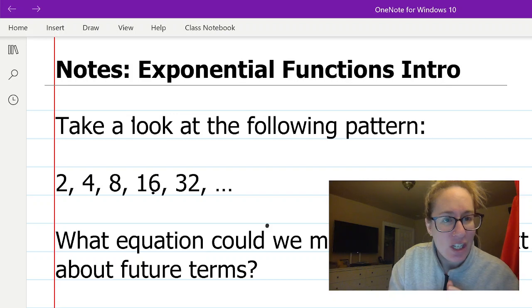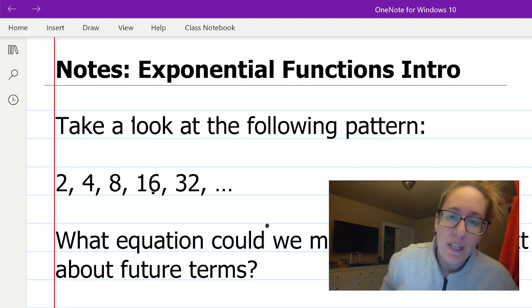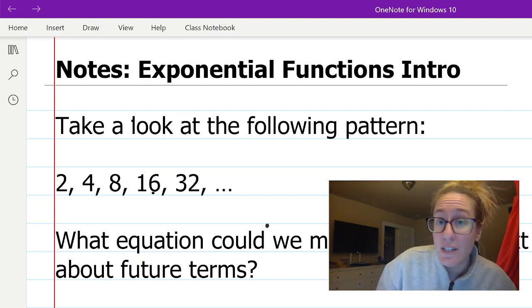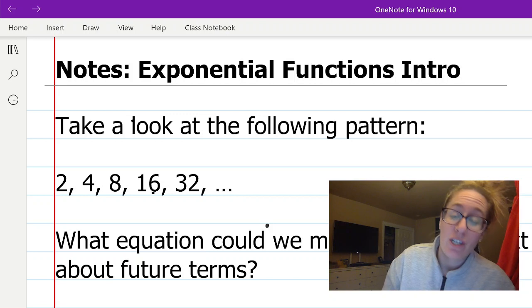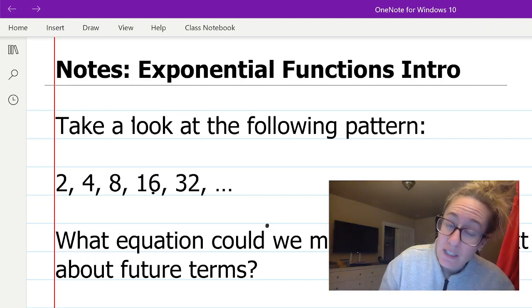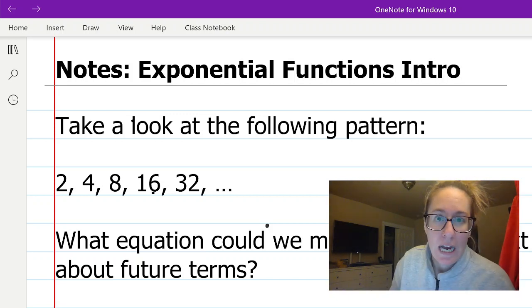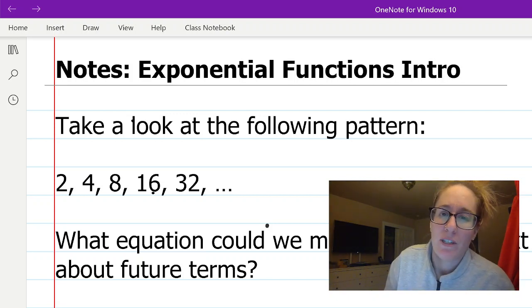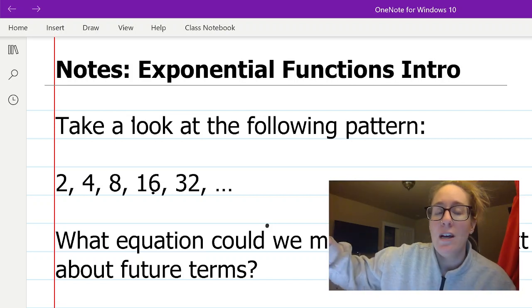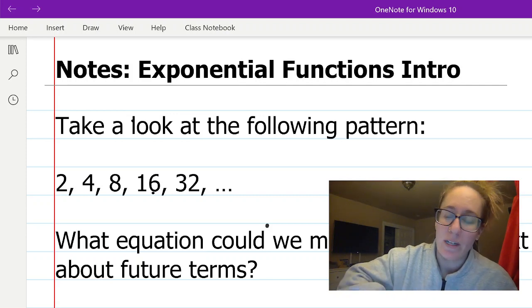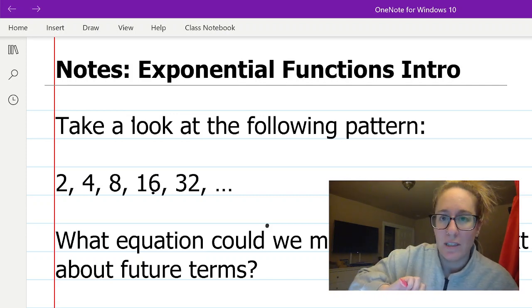Exponential functions introduction. So truthfully, guys, the first half of this unit is really just what we were doing in our last unit. Last unit, sequences and series, is a great introduction to exponential functions because essentially exponential functions are just geometric sequences, function style. And we're going to talk about the two main differences between a geometric pattern as a function versus a geometric pattern as a sequence.